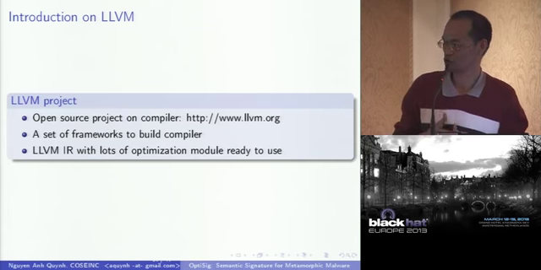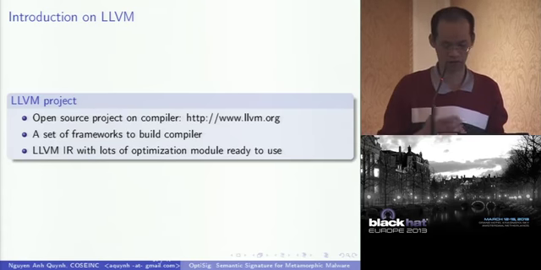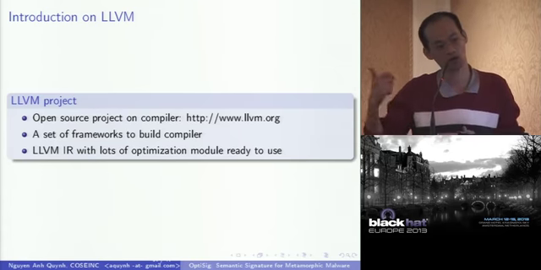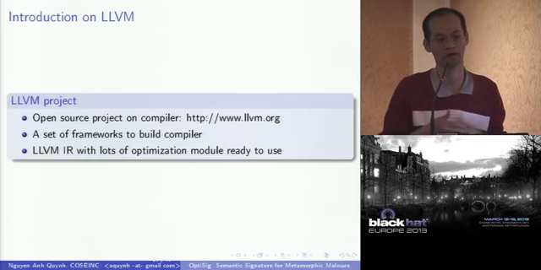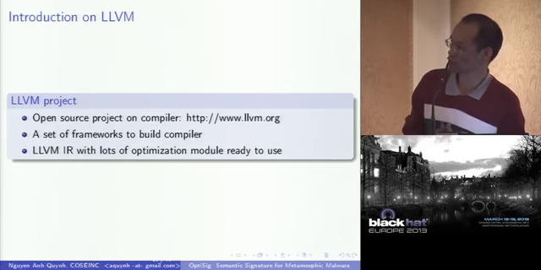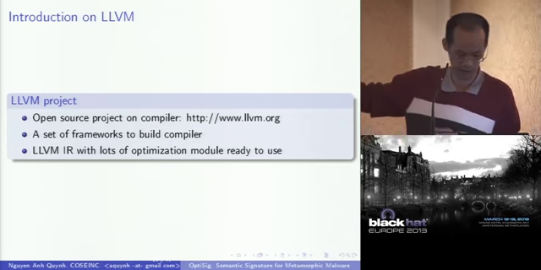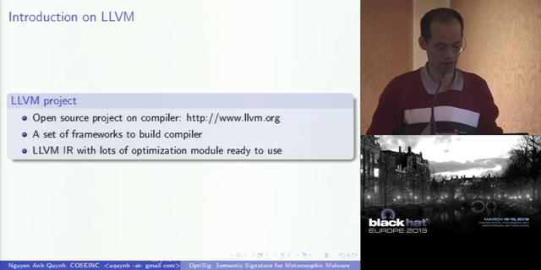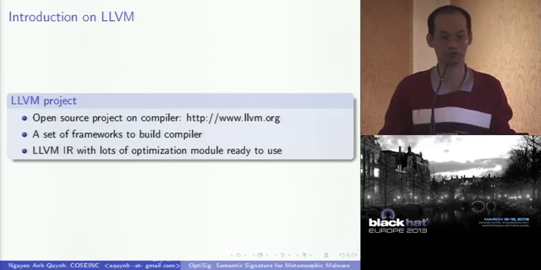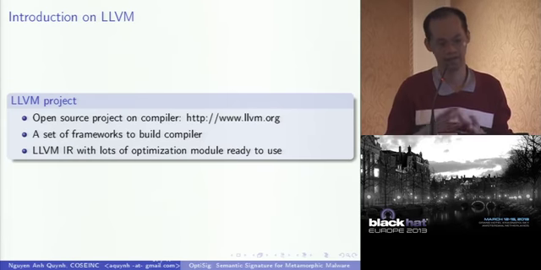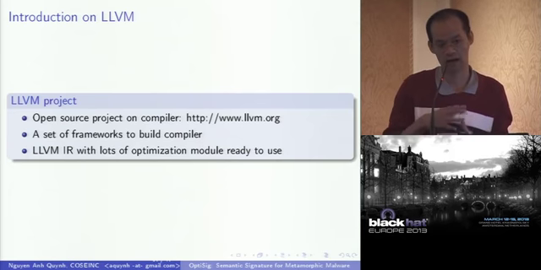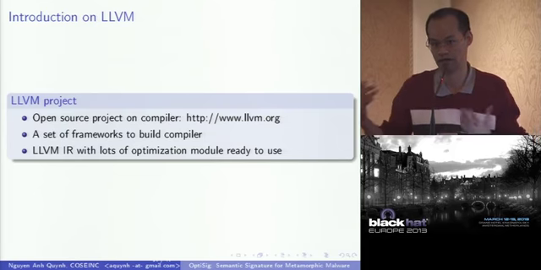So the question is, because nowadays the compilers on Mac OS X all use LLVM behind as a compiler technique. And the LLVM project is an open source project for the compiler. The LLVM project offers a set of frameworks so you can build a compiler very easily, very quickly. And the core of LLVM is the LLVM IR. They have an IR inside, and on top of the IR, we have a lot of optimization modules ready to use. Everything is ready and open.